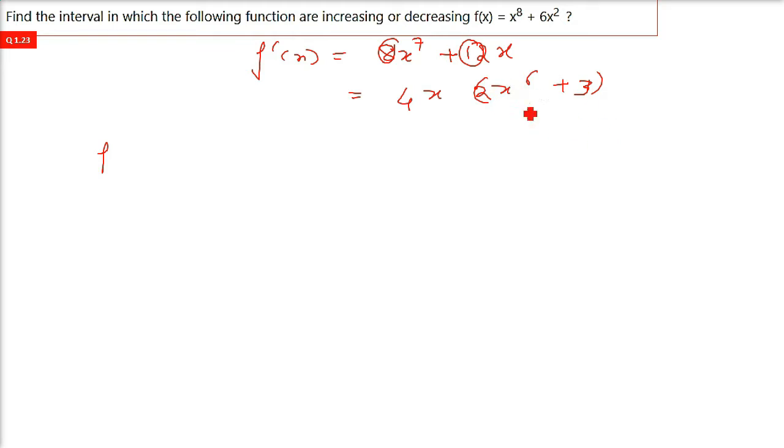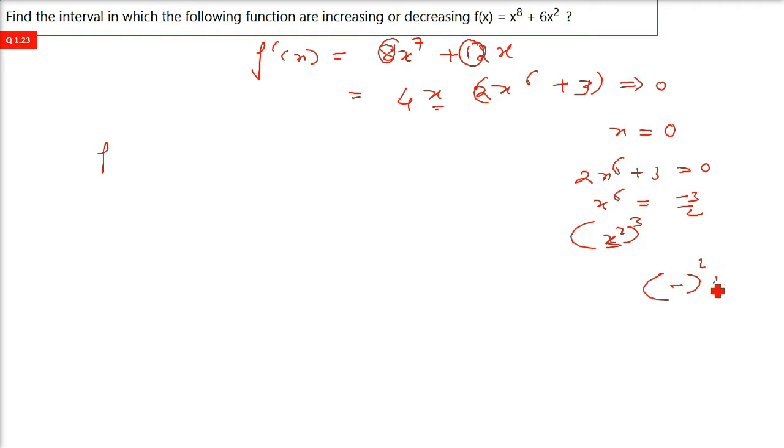Now let me tell you about the critical points. Critical points are achieved when we put this expression as 0. So either x is equal to 0 or 2x raised to 6 plus 3 is equal to 0. So x raised to 6 equals minus 3 by 2. Now this cannot happen. x raised to 6 equals negative 3 by 2 is impossible. How? x raised to 6 is nothing but x square to the power 3. x square cannot be negative at any cost. Whatever you put here, either negative or positive, it will always be positive. So you just have one point, which is x equals 0. There is only one critical point in this question, which is x equal to 0.